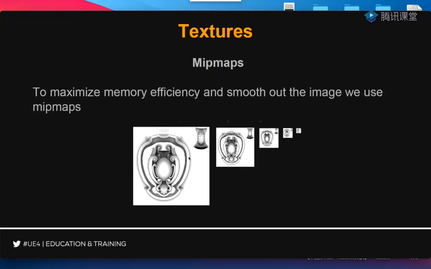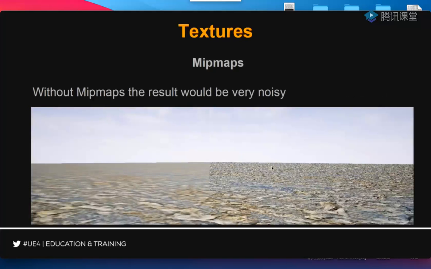So this is the original image, or level zero. If we don't have enough memory space on the graphic card, we will use these levels. This is level 1, 2, 3, 4, and so on. So level zero is the original image. This is just 1/4 of the original image. Why do we need to use MIP map?